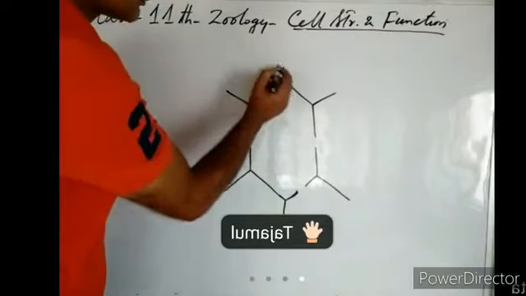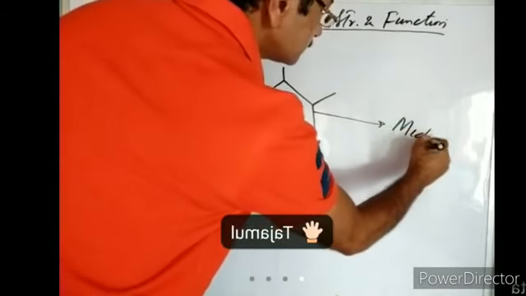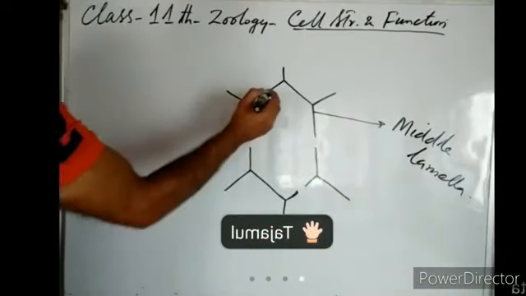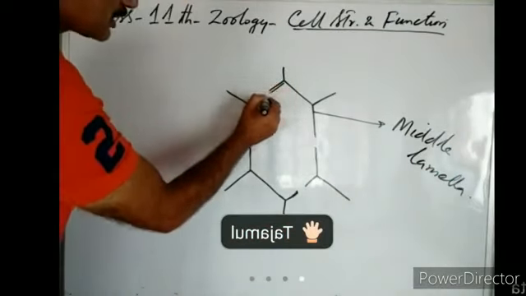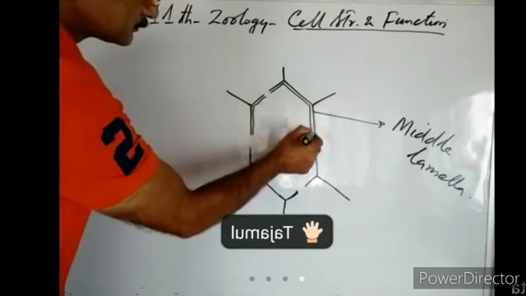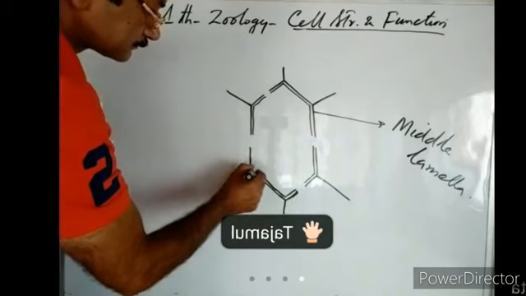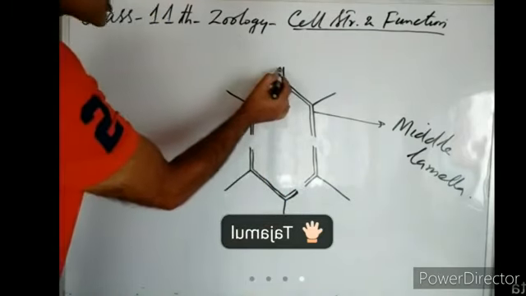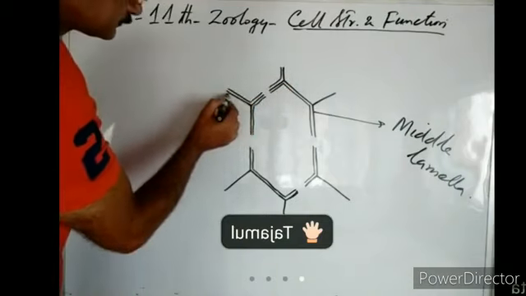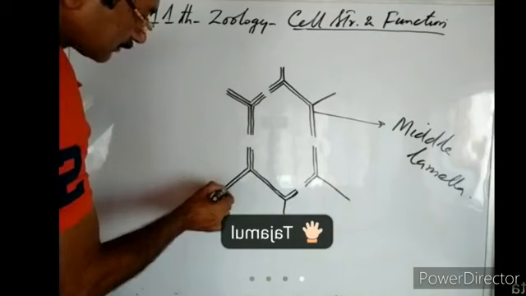So between two adjacent plant cells, there is the middle lamella. This is the middle lamella. Then on one surface of the middle lamella, there is primary cell wall. This is the primary cell wall. On the other surface of the middle lamella, there is also primary cell wall. So on both surfaces of the middle lamella, there is primary cell wall.